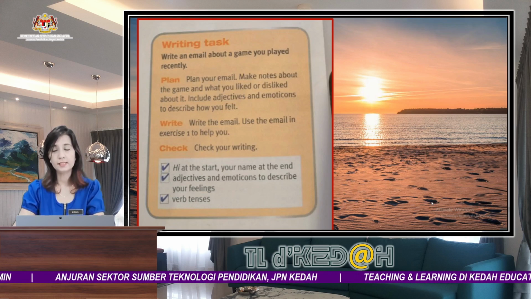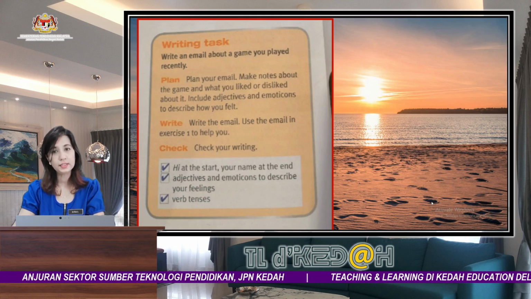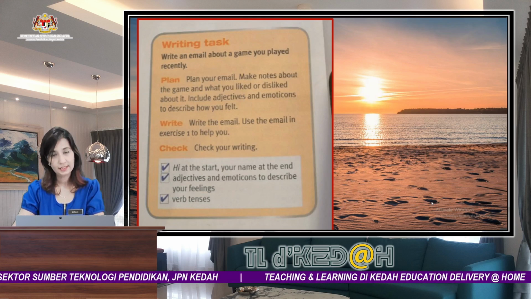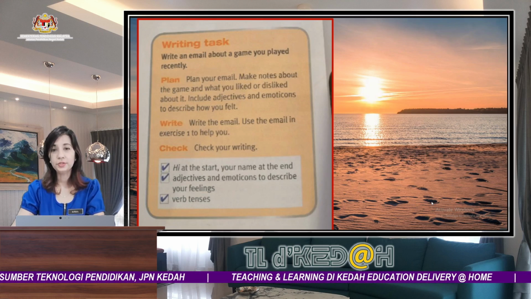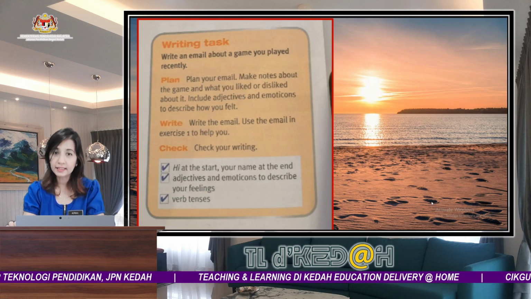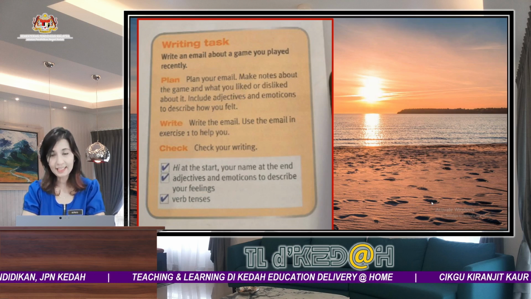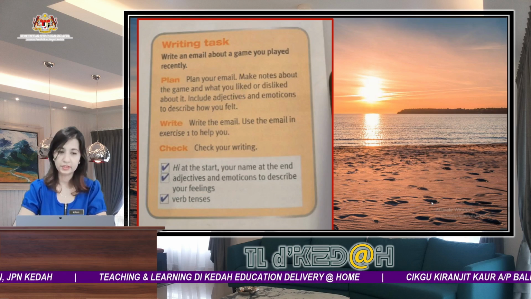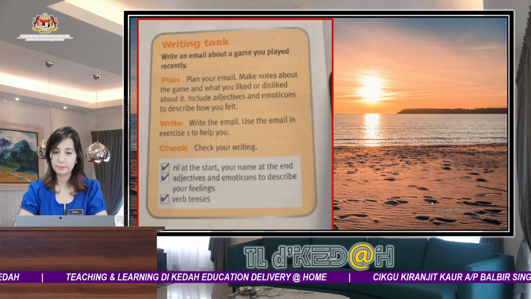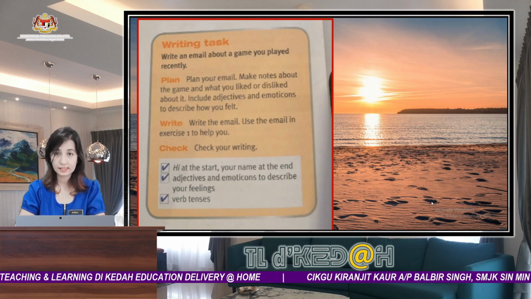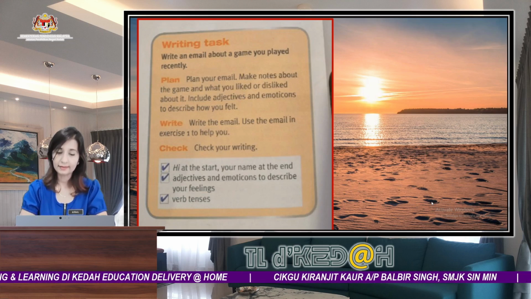But in this case, you students don't have to put in the emoticons. This is just for you to get used to differentiating feelings, happy feelings and not so happy feelings. Okay, so you don't have to put the emoticons. Then you need to write the email. Use the email in exercise 1, the one that we just read by Natalie.